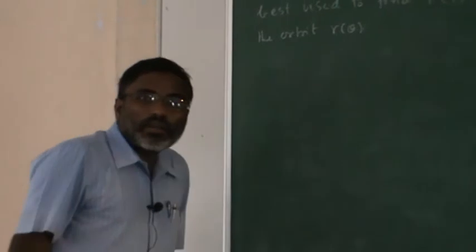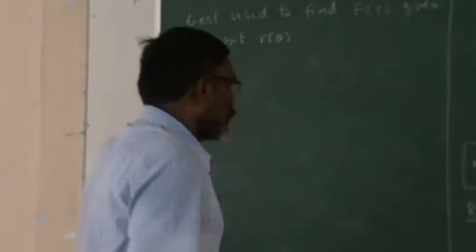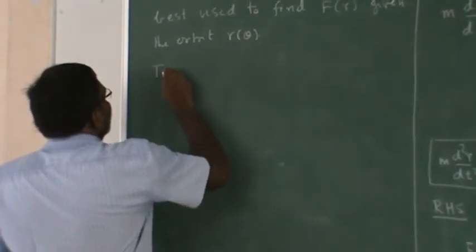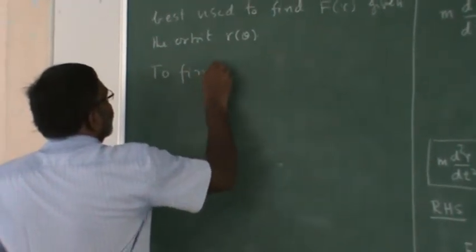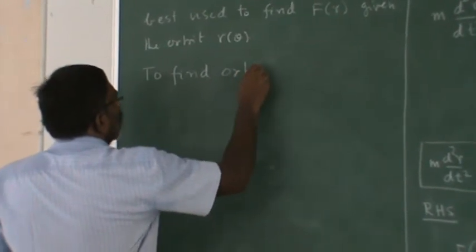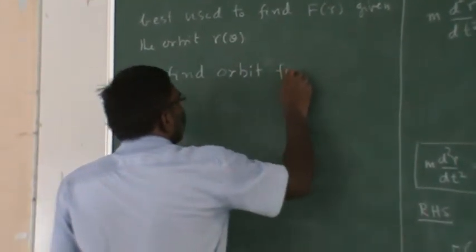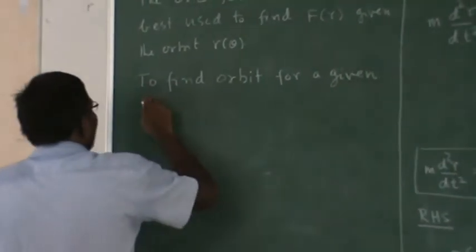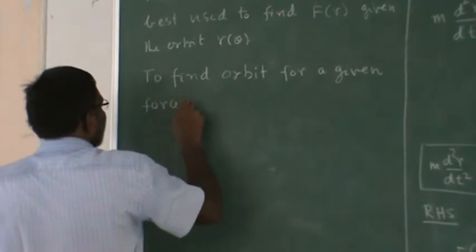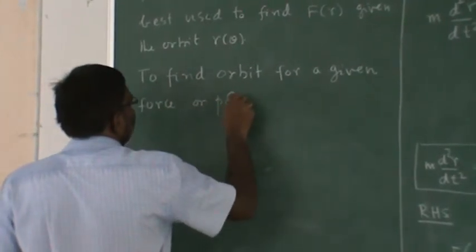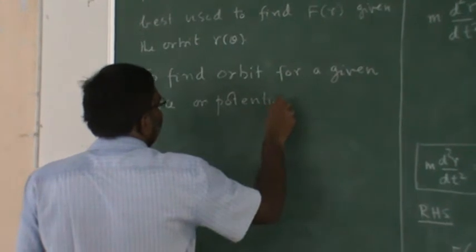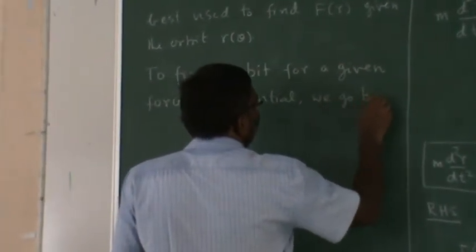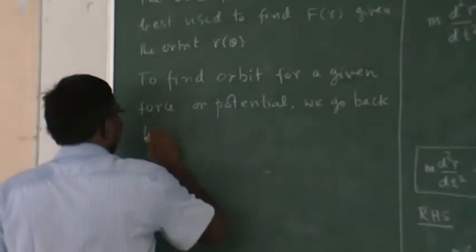How to find the orbit? That is what I did in the morning. So to find the orbit, for the given force and potential, we go back to the quadrature.